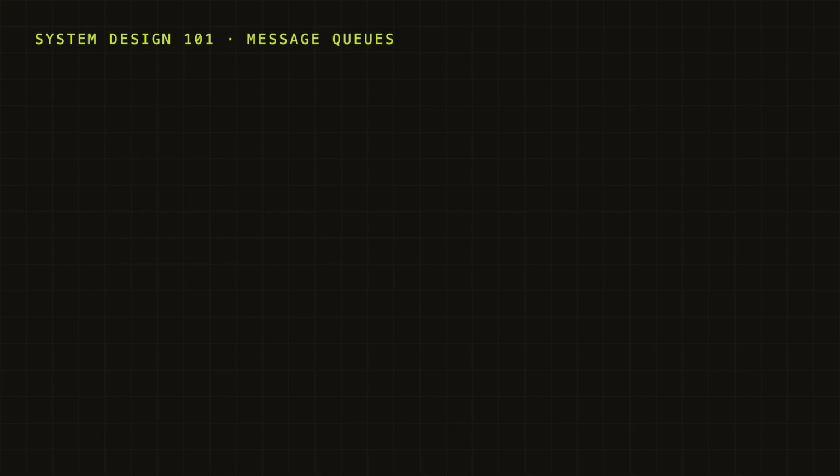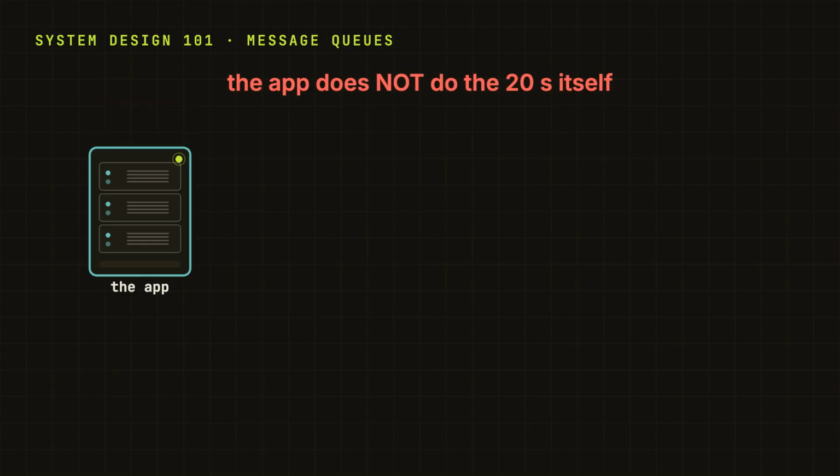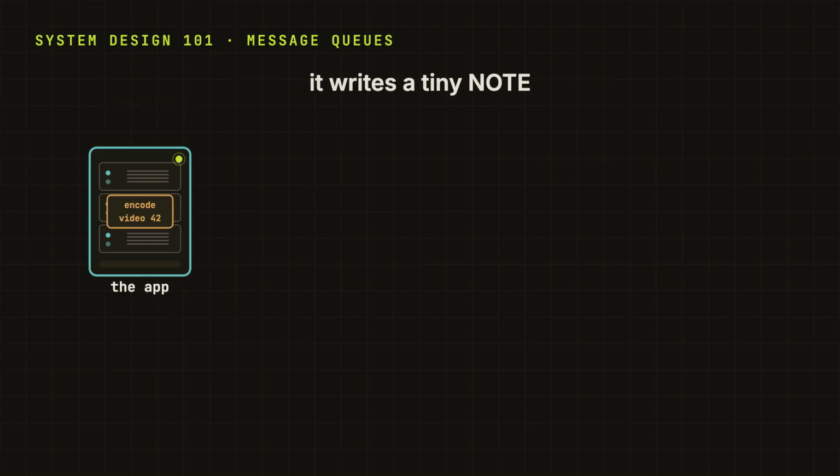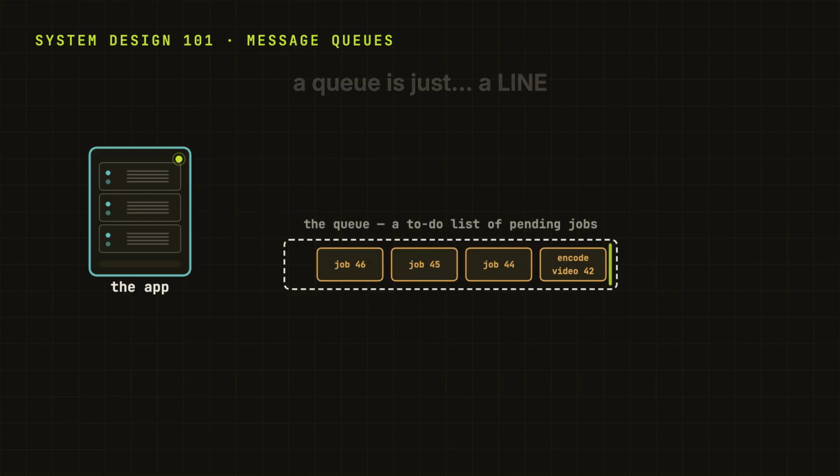Okay, so how do we actually do this handle-it-later thing? This is where the queue finally shows up. So, the app that took the upload does not do the 20 seconds of work itself. Instead, it just writes a tiny little note, a job, that says encode video 42, and it drops that note onto a queue, which is just a line, a to-do list of pending jobs waiting to be picked up.